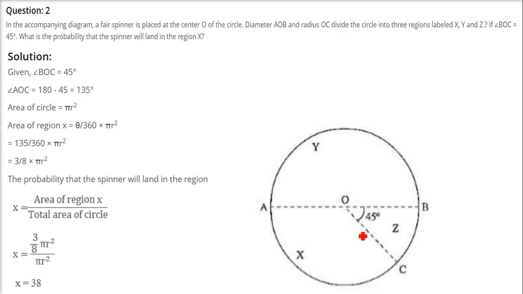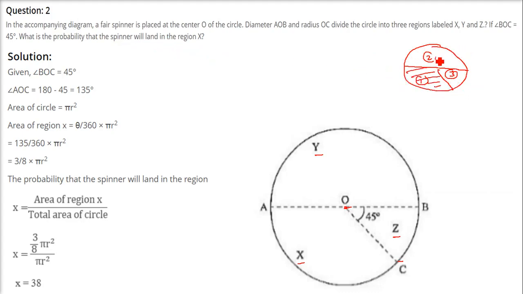Again in this figure there is a fair spinner which is placed at the center O of the circle. Now diameter AOB is the diameter of the circle, and radius OC divides the circle into 3 regions. One is X, one is Y, and one is Z. So let me show you the regions. This is one region, this is second region, and third region. What is the probability that the spinner will land in region X, that is this region?